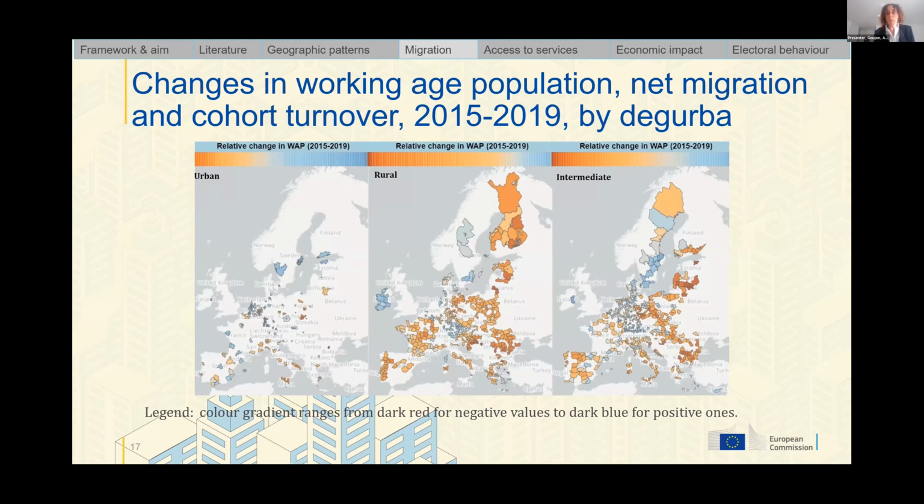There are a few rare cases of rural areas with a growth of their working age population, and they are mostly located in Austria, Belgium, and Sweden. And these are interesting cases that would require further analysis to understand how these member states were able to retain population in their rural areas. So what we see here, going very quickly, is that overall positive net migration was more able to protect urban and intermediate areas from further shrinkage of labor force supply compared to rural areas.